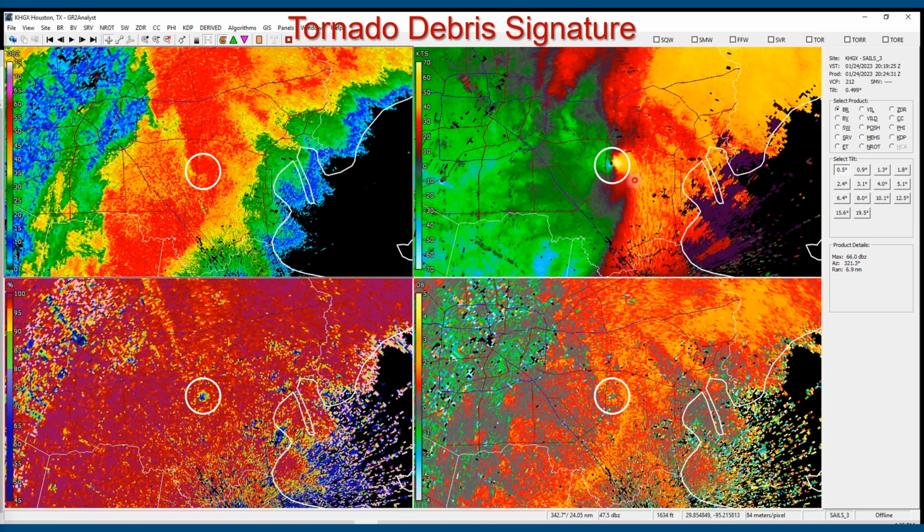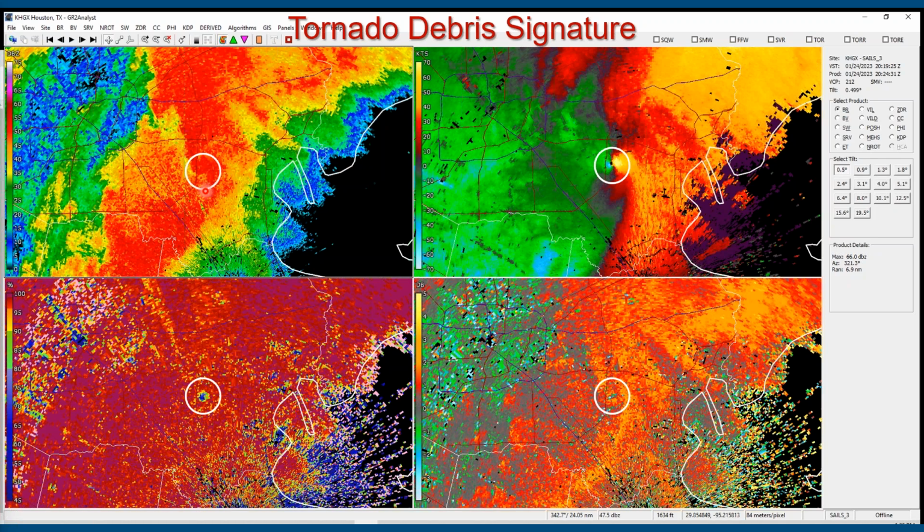Here you can see it's even tighter. The circulation has tightened up further as it's heading through Pasadena toward Deer Park. The damage is a bit worse at this point. And so it's classic. We see the tight circulation. We don't have a hook per se, but we have high reflectivity.